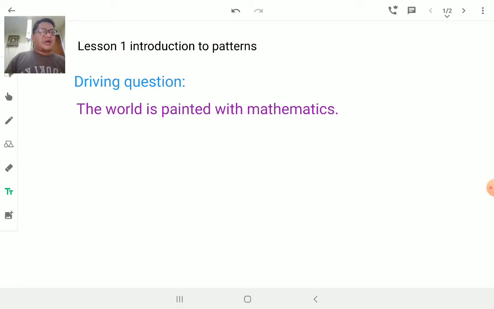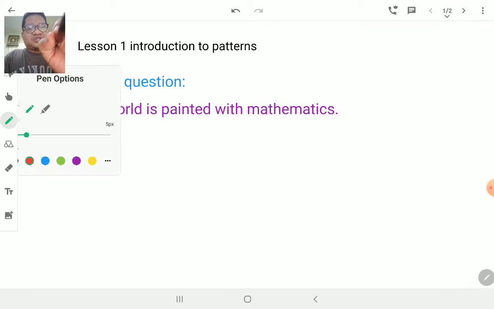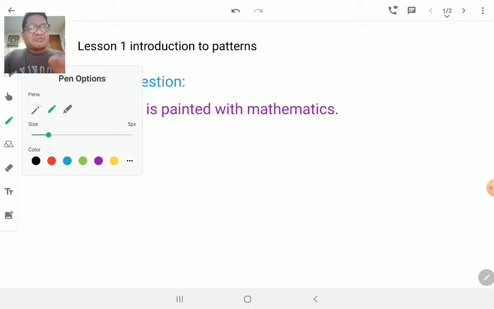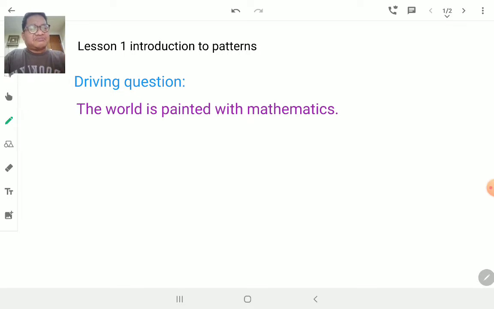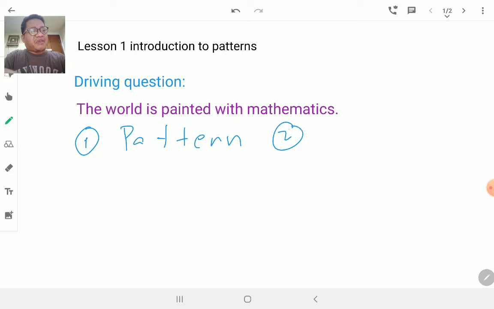Now, for us to be able to answer this question, we actually need to answer several small questions like what is a pattern? So we're going to discuss what you mean by pattern. All right, and of course, what is mathematics? Because it's there. So what is a pattern and what is math?